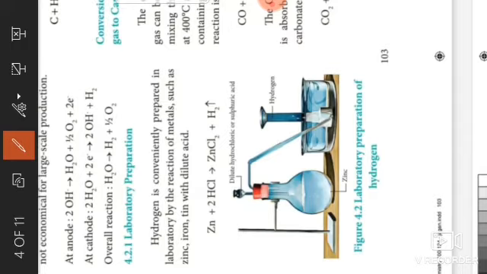So normally, how to prepare hydrogen? Water is dissolved with alkali or acid in the presence of sodium hydroxide to form hydrogen. Okay, so this is another one. Next we are going to see the laboratory preparation of hydrogen. Hydrogen is conveniently prepared in the laboratory by the reaction of metals such as zinc, iron, tin with dilute acid. Normally in laboratory preparation, we react zinc with hydrochloric acid to form zinc chloride and the hydrogen molecule.